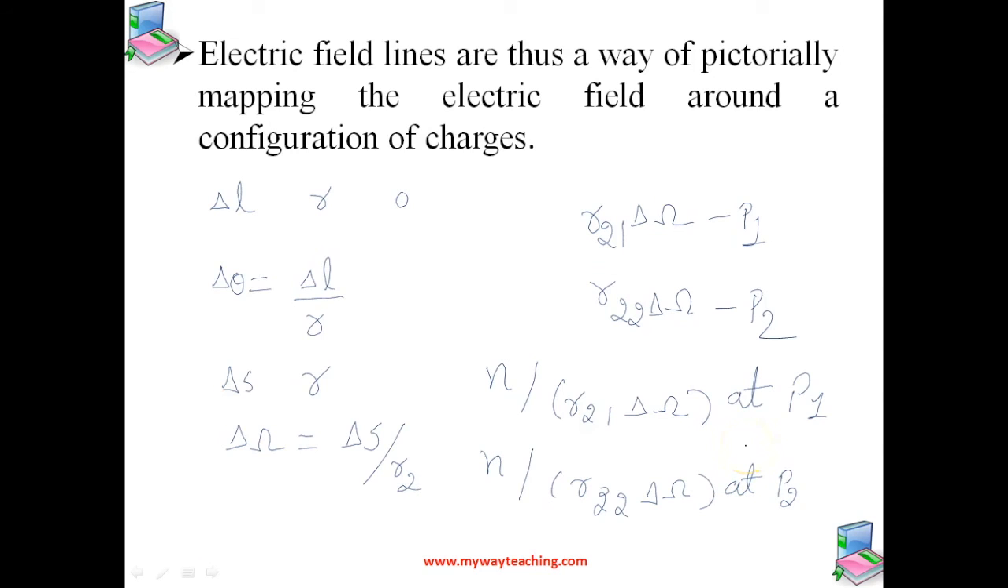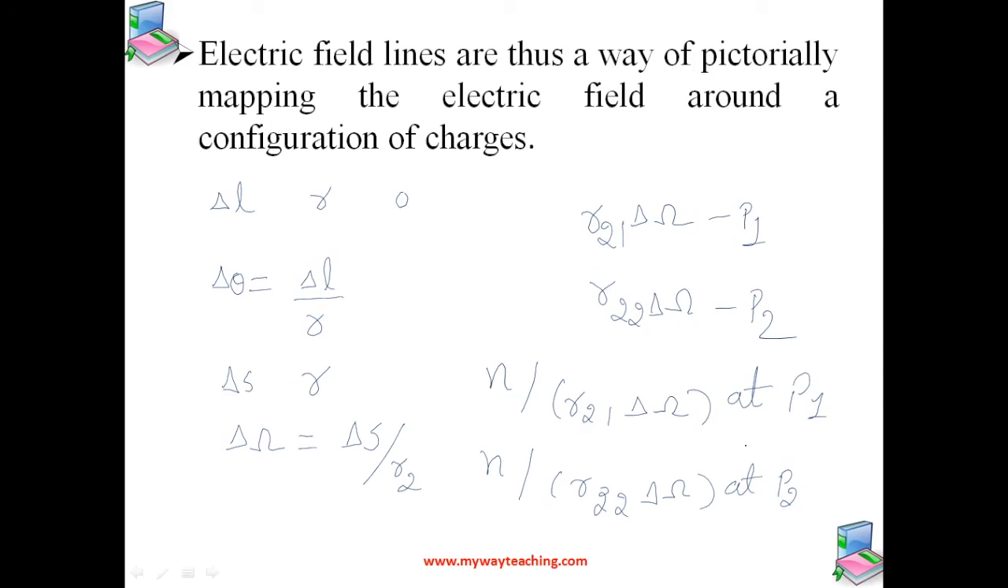And this picture of field lines was invented by Faraday to develop an intuitive, non-mathematical way of visualizing electric fields around charged configurations. And Faraday called them lines of force. But this term is somewhat misleading, especially in case of magnetic fields. So its more appropriate term is field lines only, not lines of force. And electric field lines are just a way of pictorially mapping the electric field around a configuration of charges.